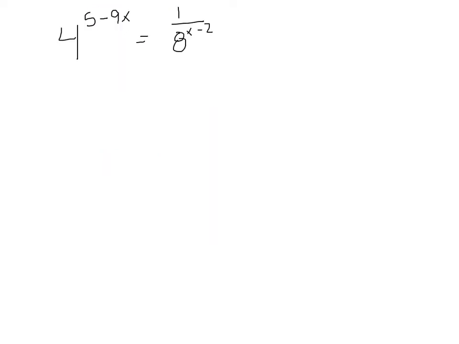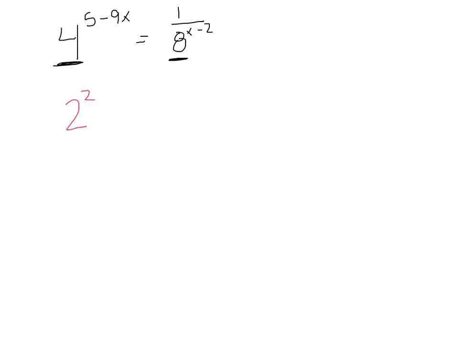Eek! Here's another one where we don't have an obvious common base. I have a base of 4, and then I have a base of 8. These are not exactly the same. So we want to think about a way. Can we write 8 as 4 to the something? Can we write 4 as 8 to the something? No. But 4 is the same as saying 2 squared, right?